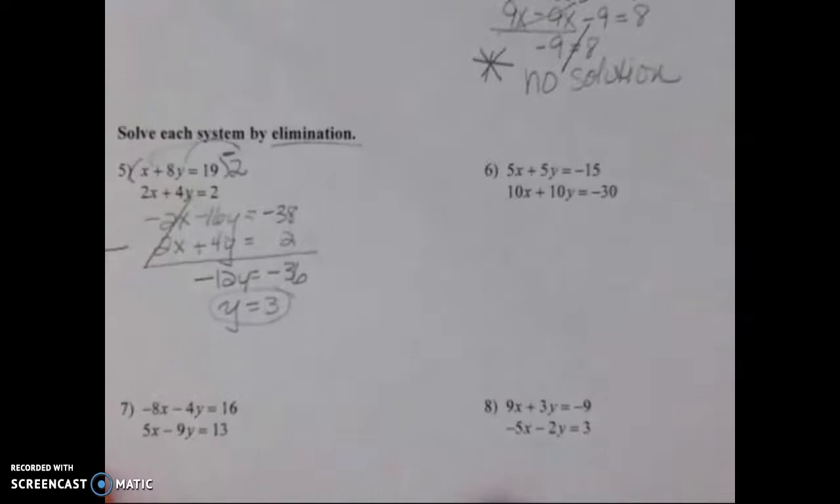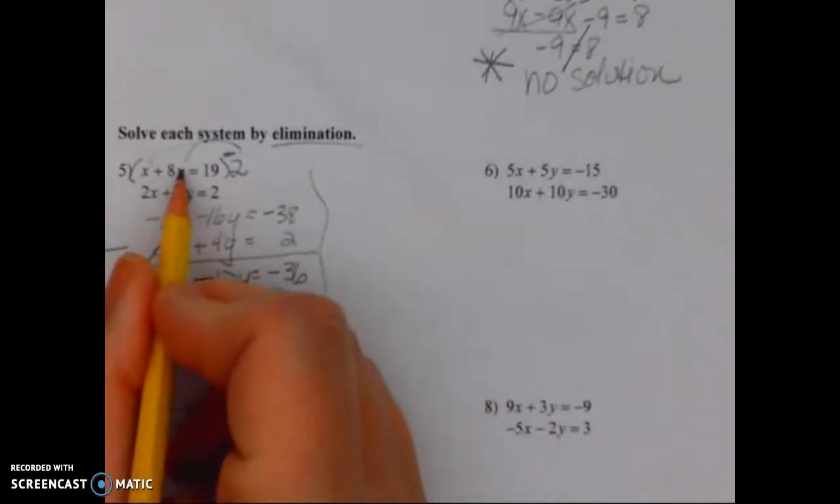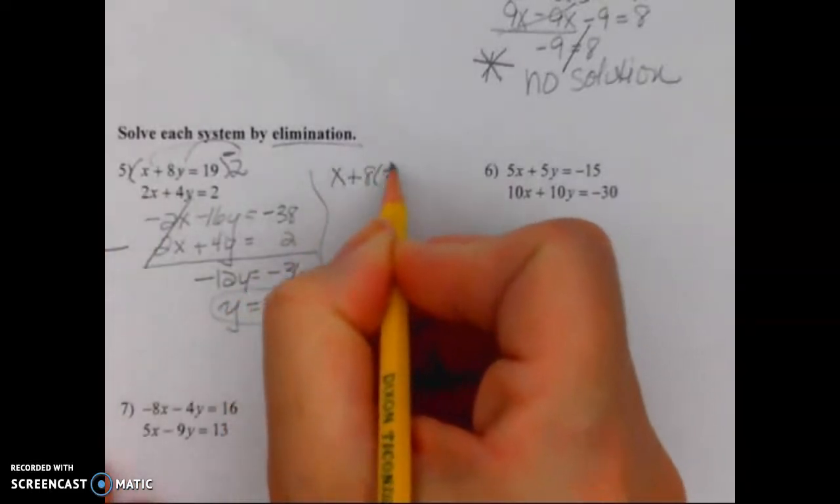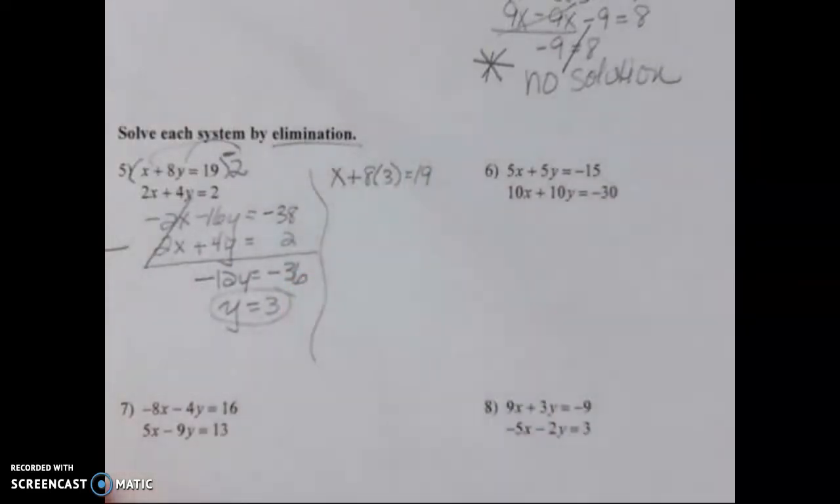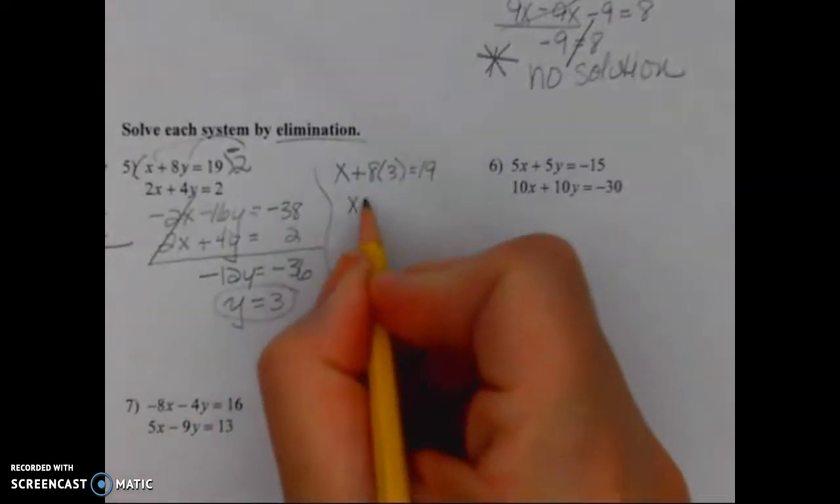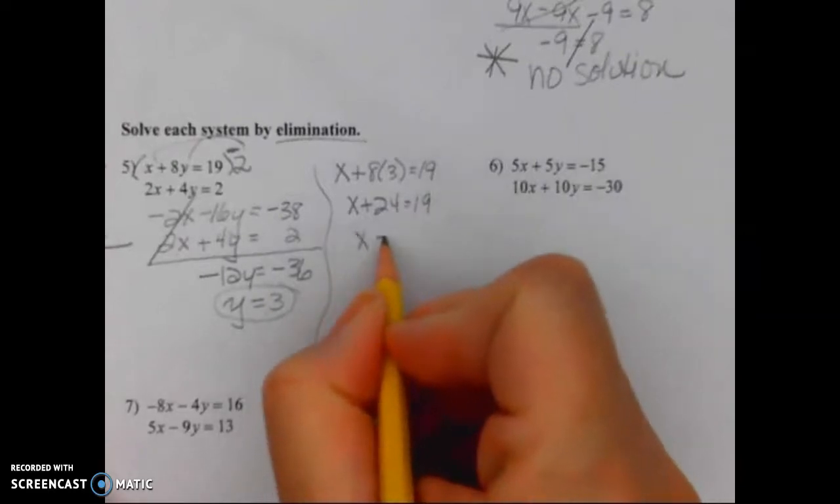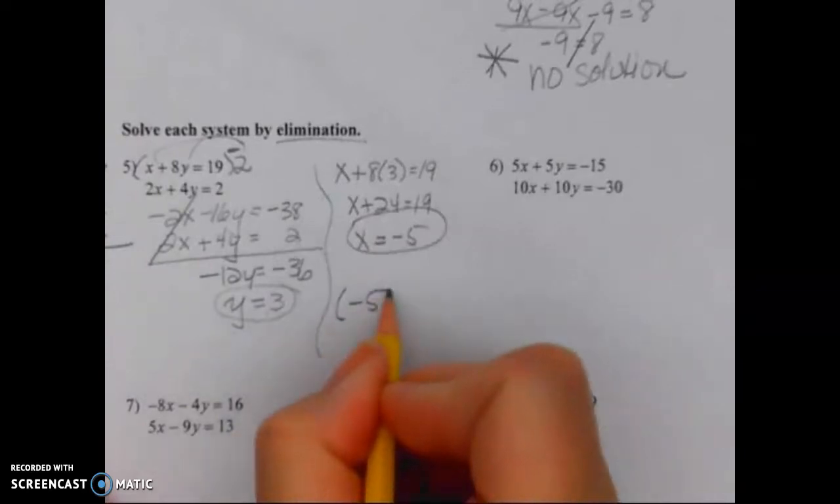Take your 3 and substitute it into either equation. I'll choose the first equation. Take this y and substitute it in here, and that will allow me to solve for x. Subtract 24 from both sides, and I get -5. Final answer, -5, 3.